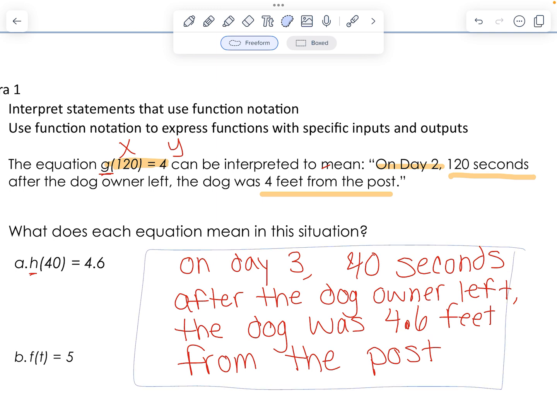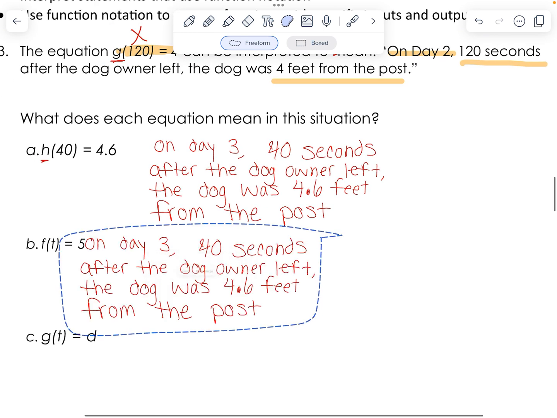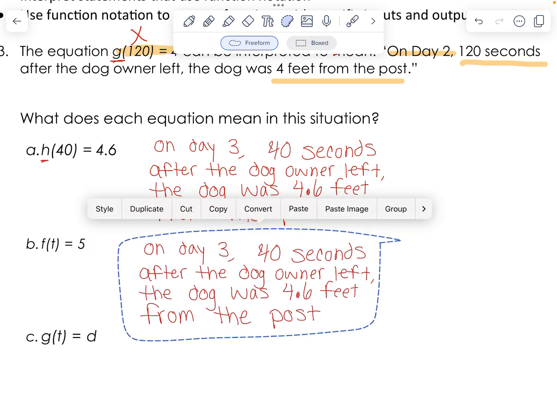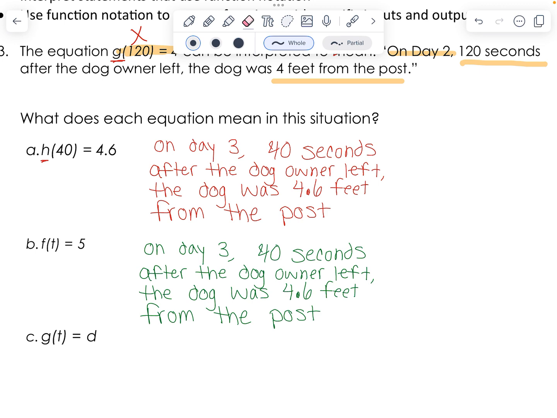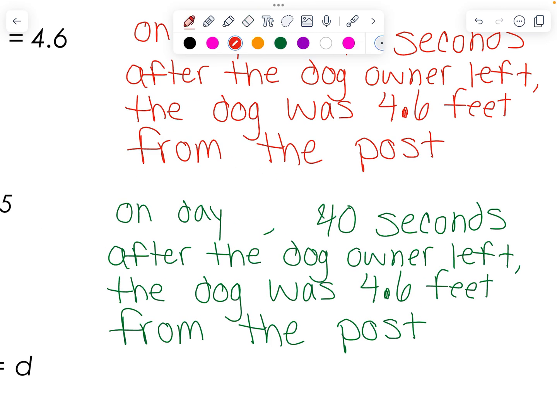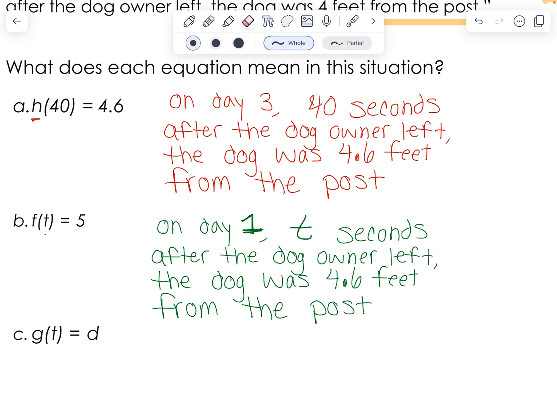Okay, now I don't know about you, but I'm not going to rewrite this every single time. So I'm going to copy and paste and just change the numbers that I need to change for each problem. I'm also going to change the color, okay? So for the next one, we have function f. So on day 1, t, so we don't know the actual number for time. So after t seconds, the dog owner left. The dog was 5 feet from the post.